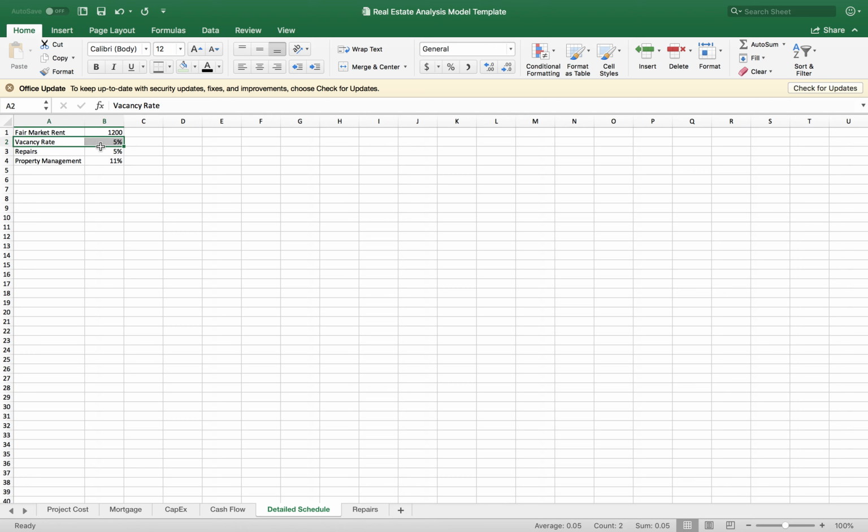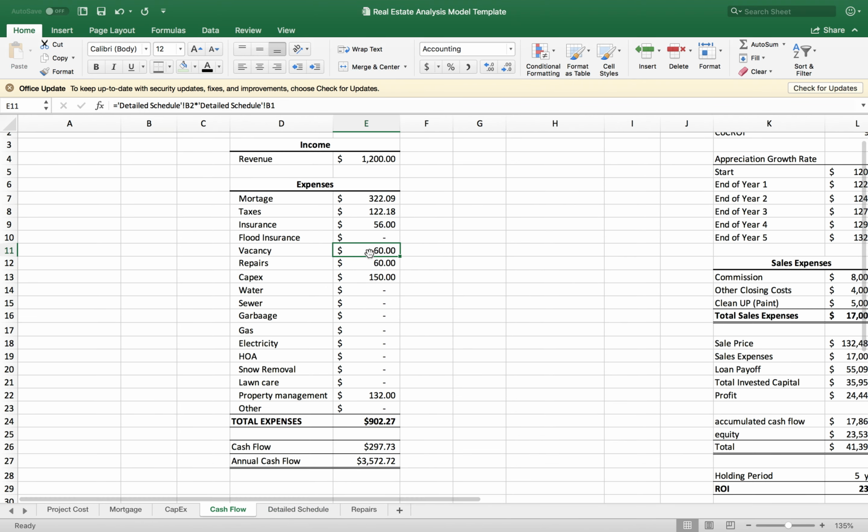Whatever market or city you live in, or your property is located in, you want to figure out the vacancy rate for that particular area. Then you multiply that by the overall revenue of the property. So I have a fair market rent of $1,200 per month, and I'm going to multiply that by 5% to generate $60 of my budget for vacancy.